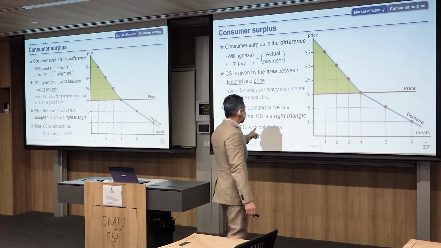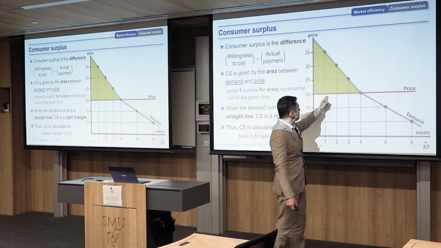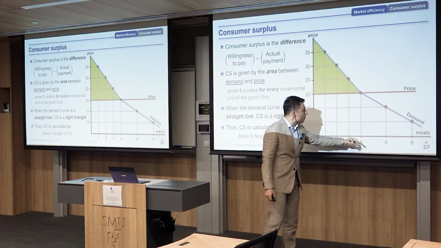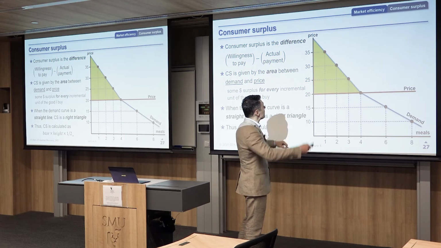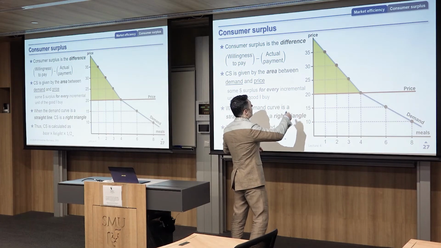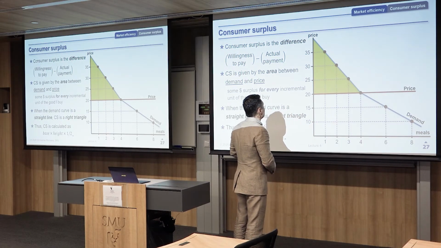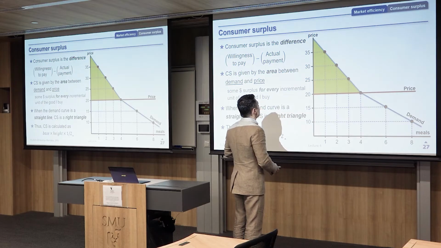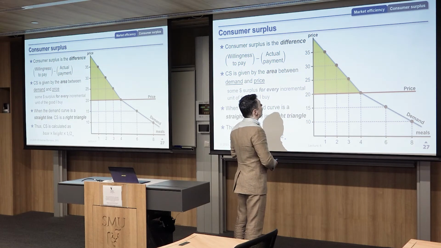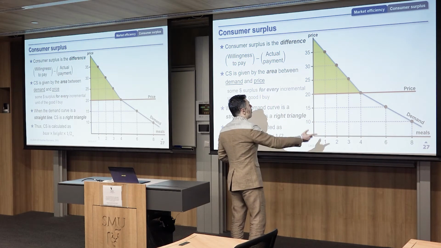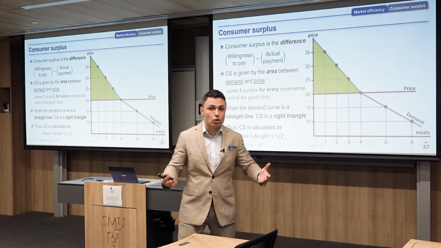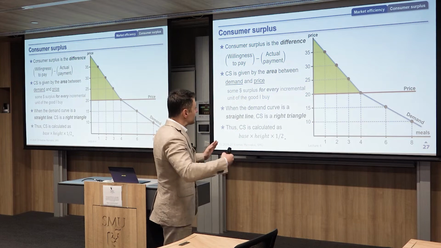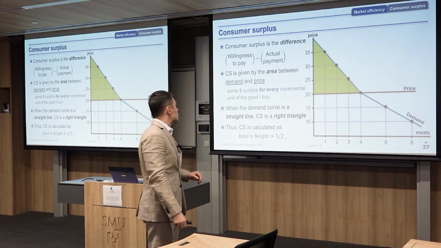It's the base of the triangle. The base is how much you consume, times the height, which is the willingness, the maximum willingness. Right here, I think this would be something like 40 or something like that. So this height would be 40 in that case, times 4, and then you have to divide it by 2, because it's not the entire square, it's half of the square, because we take only the triangle.